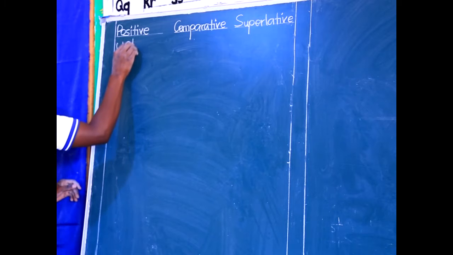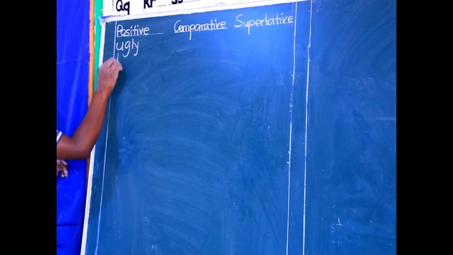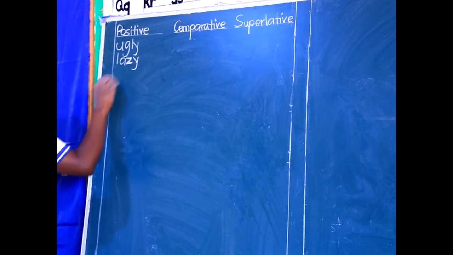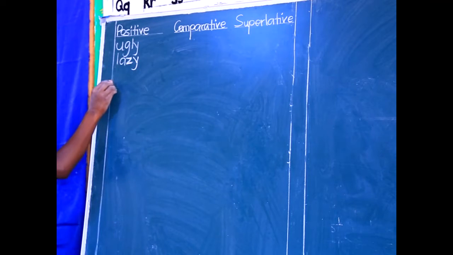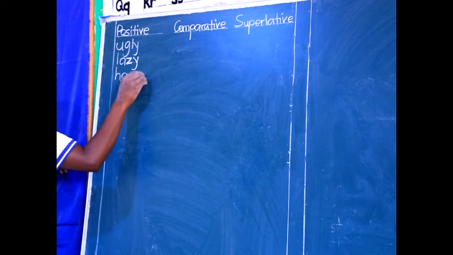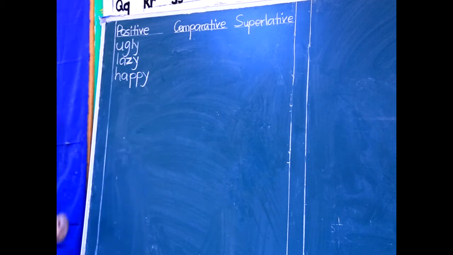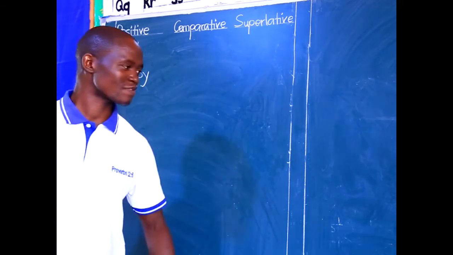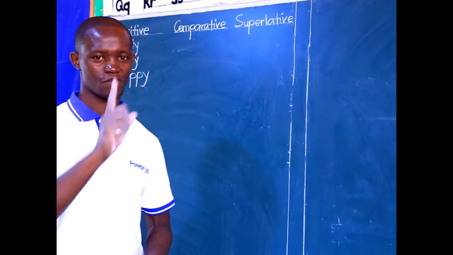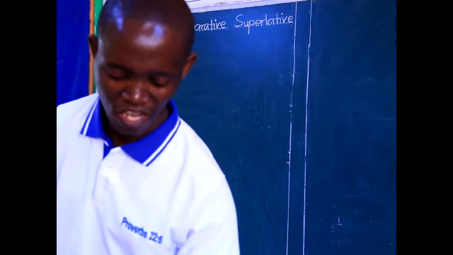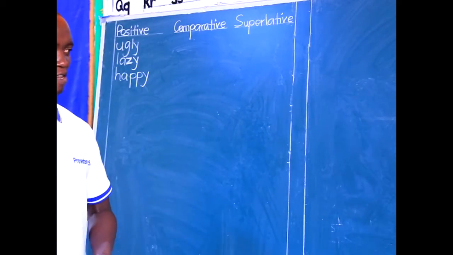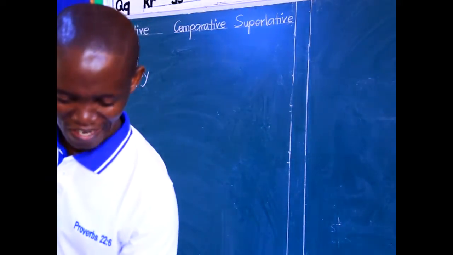U-G-L-Y. Which other words? Words like lazy. We have lazy children in our classroom. Yes. We have lazy people in this world. Lazy. We have happy people as well. Sometimes when you're teaching this, you see kids telling you examples of adjectives that end in Y. Hey, lorry. Tell them no. Lorry is not an adjective. It is a noun. If it can't be changed into comparative and superlative, don't mention it under adjectives.